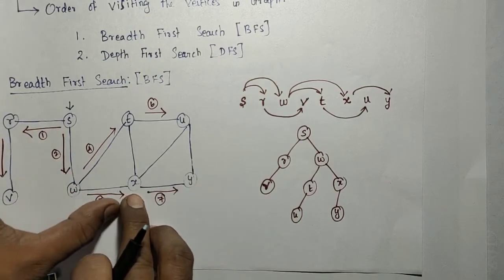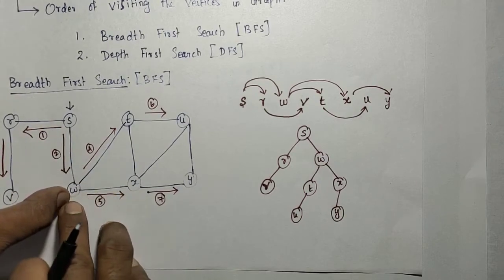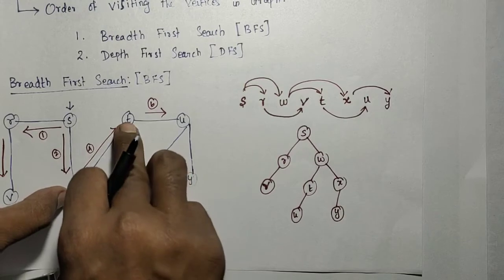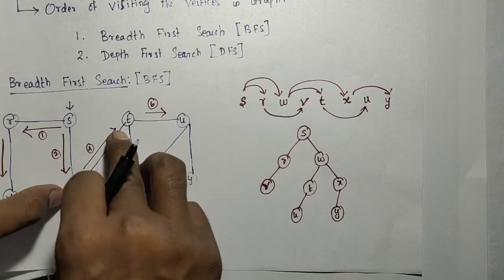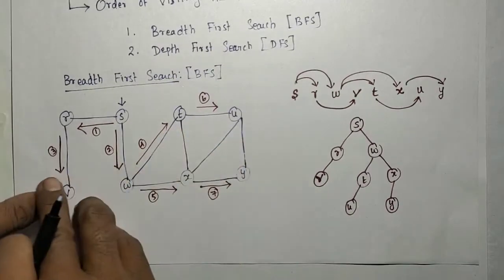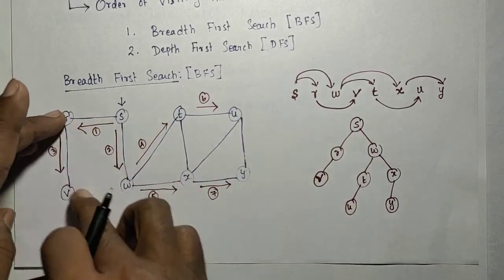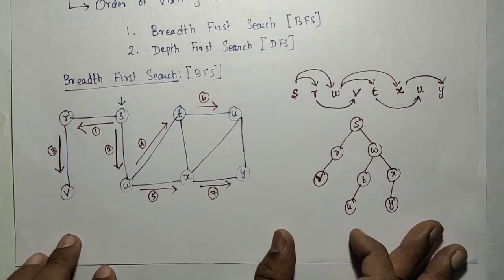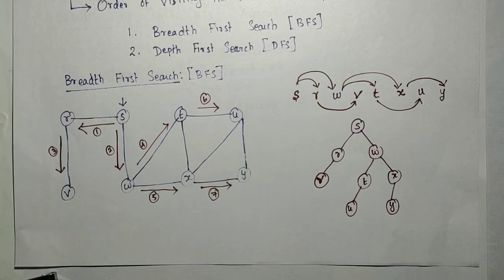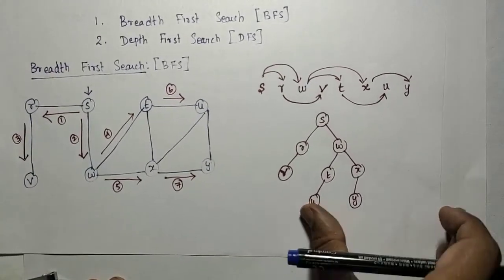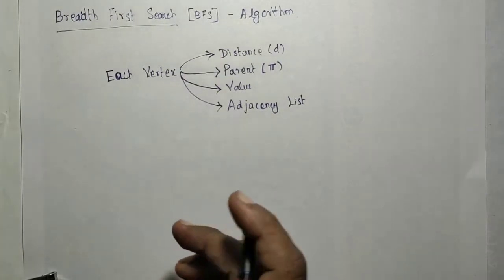X distance will be updated with 2, only 2 hops. W will be updated with 1. T distance will be updated with 1, sorry, 2. So distance will be updated with 1 and 2. Finally, each vertex's distance will get updated. Every vertex's parent will get updated. Correct. So that is the parent and then distance.